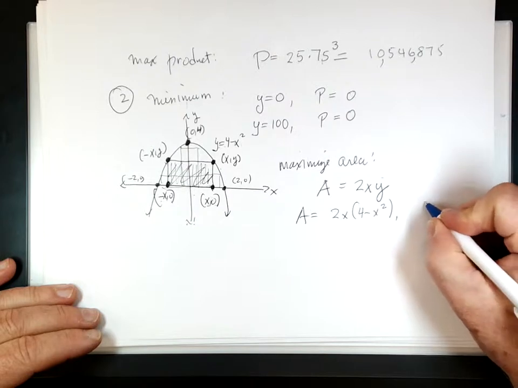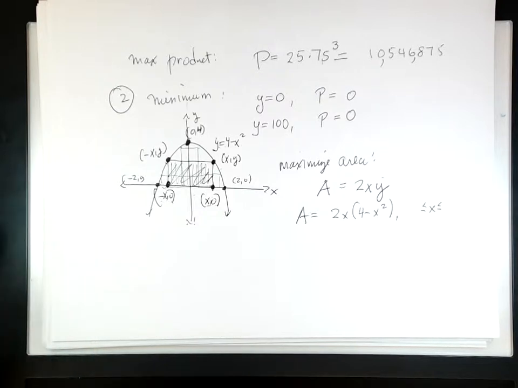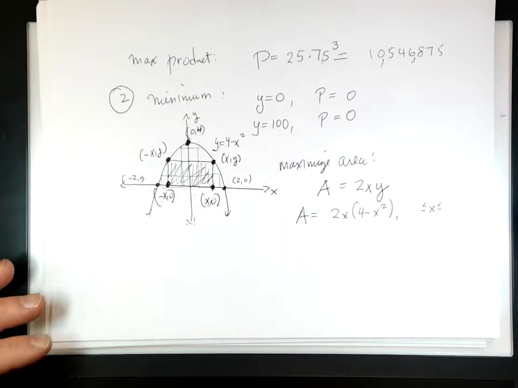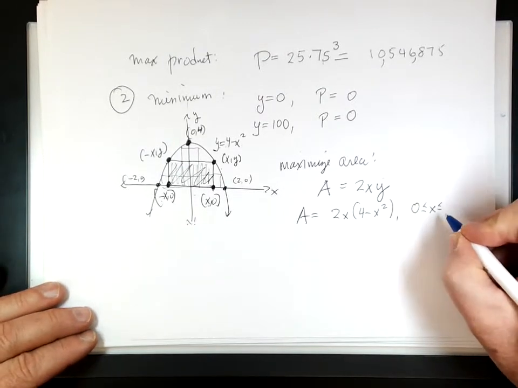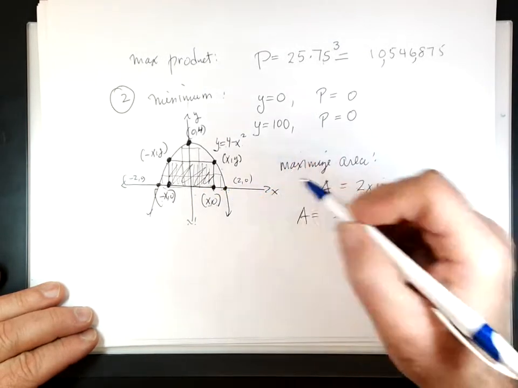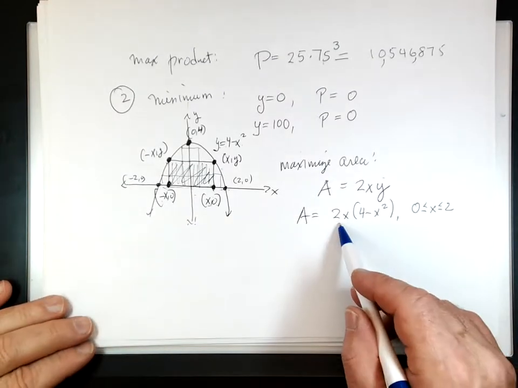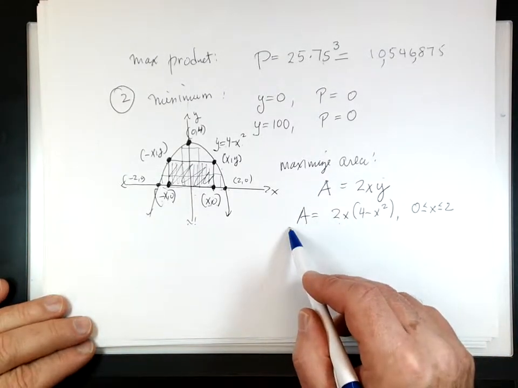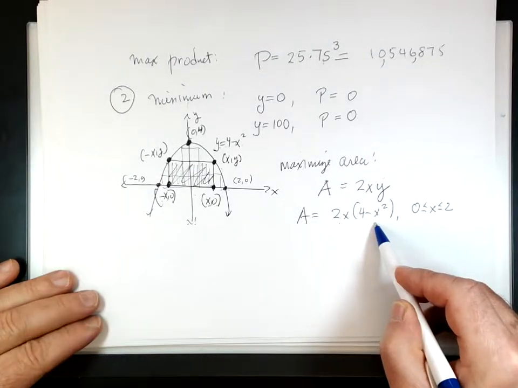Endpoints on x. What are some restrictions on x? It's got to be greater than or equal to what? 0. But less than or equal to 2, because it has to be inside the parabola. So those are our endpoints. We have our quantity to be maximized or minimized in terms of a single variable. That's what we want.